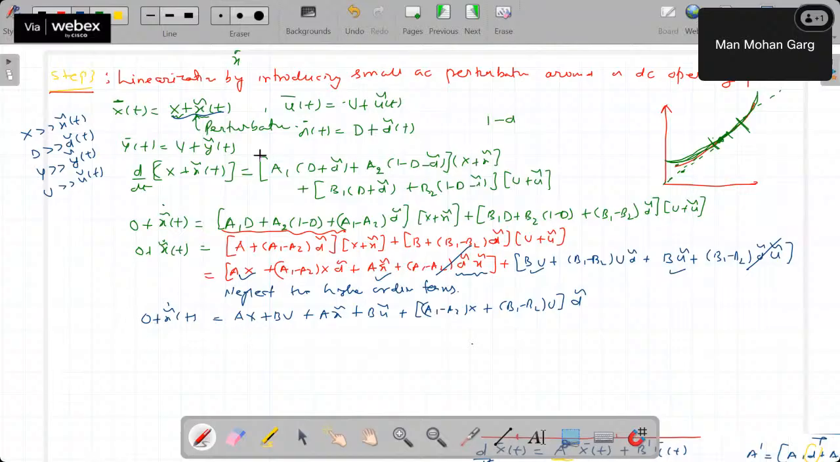In a similar way I can simplify the second equation. Here it is not y dot, it is y only, so I replace it with y of t. The equation is y equals Cx plus Eu, so this becomes CX plus EU, plus C x cap plus E u cap, plus (C1 minus C2) X plus (E1 minus E2) U times d cap.